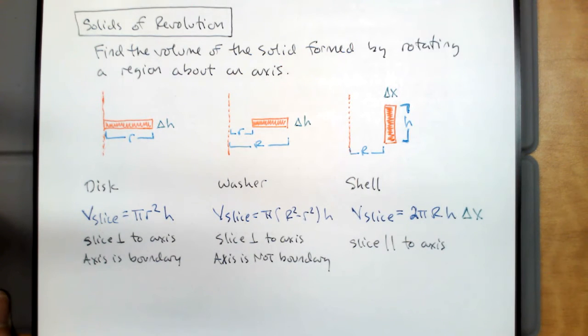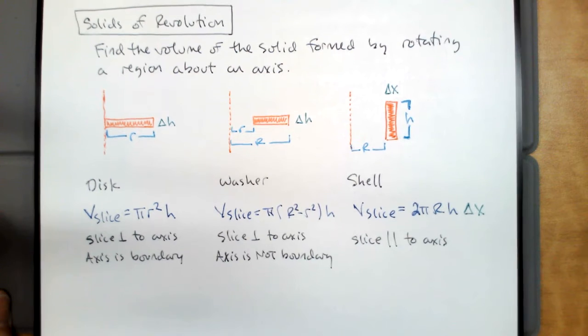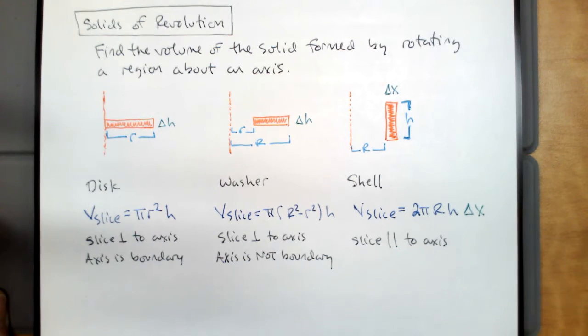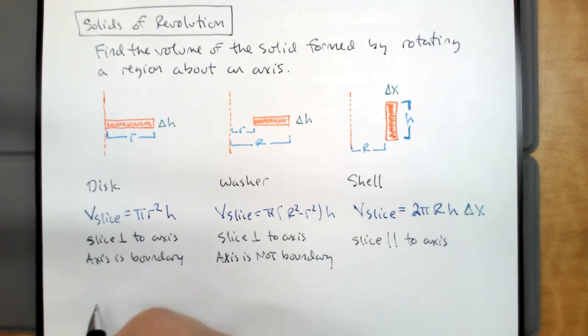This is a math class. We don't get to agree to disagree. If we disagree, one of us is wrong. Maybe both of us. One of us being wrong is included in both of us being wrong. So let's talk about why 2 pi r h delta x.